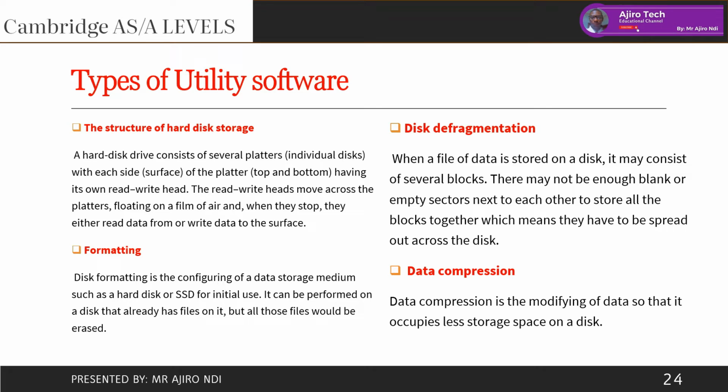Data compression is the modifying of data so that it occupies what? Less storage space on a disk. Okay? Less storage space on a disk. There's no way to go around this. You're just compressing.